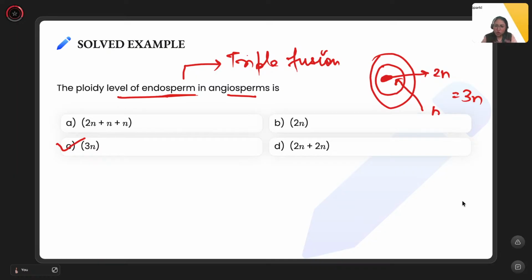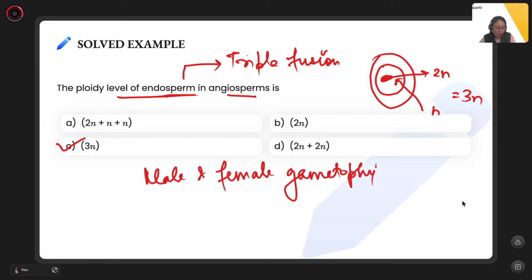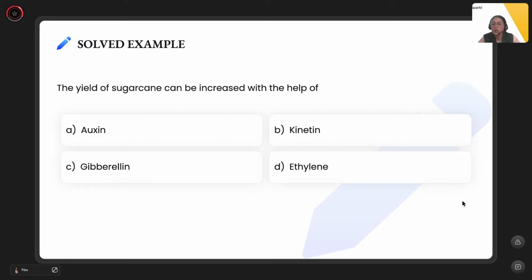Okay. And if I talk about gymnosperms, there the endosperm ploidy is haploid. Okay. And what is the ploidy for male and female gametophyte? The gametophytes are always haploid. The sporophytes are diploid. Okay. So this is how you will solve it. Clear? Let us move on to the next question.